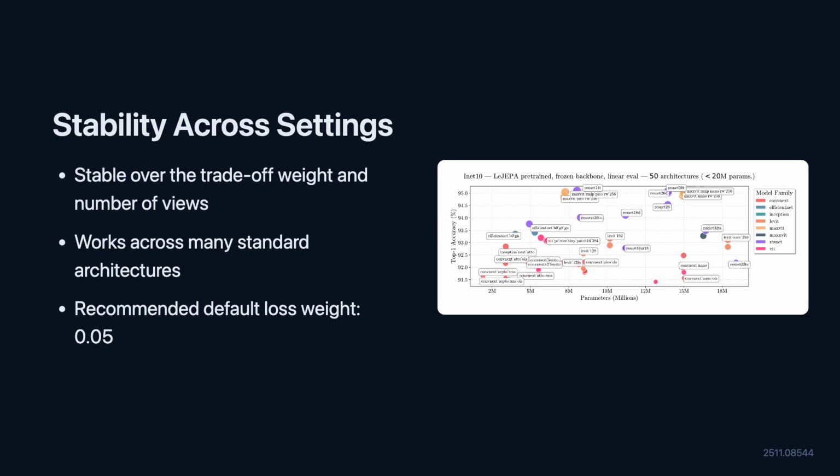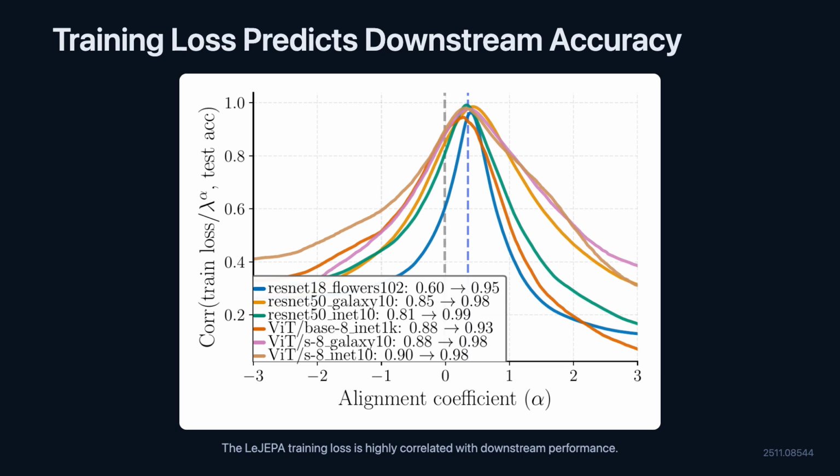Empirically, LeJEPA is designed to be hard to break. On ImageNet 100, performance stays stable across the loss weight and number of views. Across ImageNet 10 experiments, the method works out of the box across 50 model architectures spanning 8 families. The point is not that every setting is identical, but that the training recipe avoids catastrophic collapse and does not require fragile architecture-specific safeguards. Another striking result is that the training loss becomes informative.